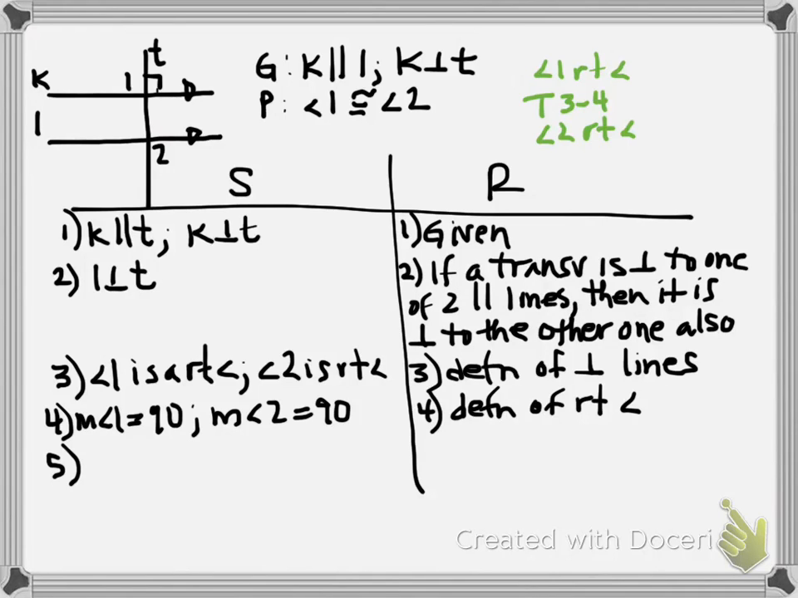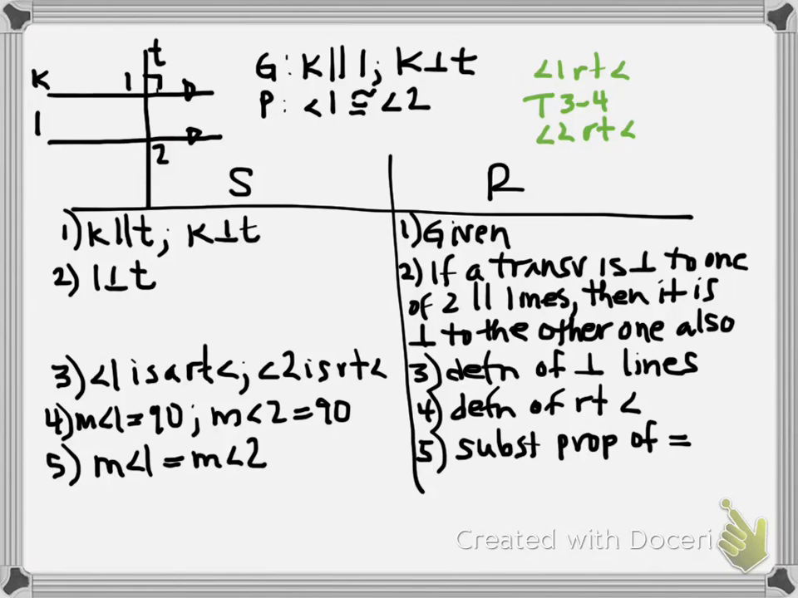Okay. If I have two objects whose measures are the same, then I can say they are equal to each other. So I can say measure of angle 1 equals measure of angle 2. And that's substitution, or I could say transitive, property of equality. So transitive and substitution are somewhat interchangeable. I don't think most people would bat an eye if you used them interchangeably.